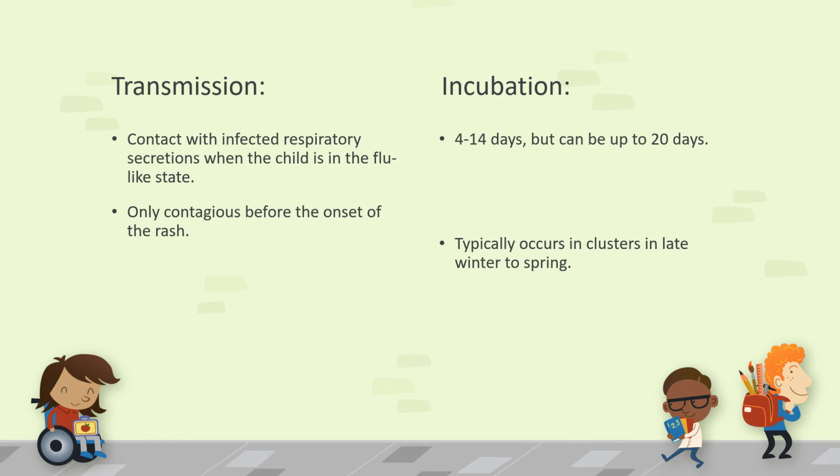Transmission. Fifth disease is transmitted through contact with infected respiratory secretions when the child is in the flu-like state. Remember that fifth disease is only contagious before the onset of the rash. Fifth disease has a 4 to 14-day incubation period, but it can be up to 20 days. Fifth disease typically occurs in clusters in the late winter to spring.